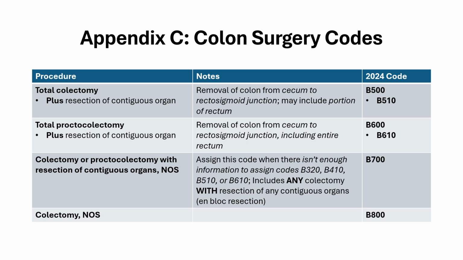If you have colectomy or proctocolectomy with a resection of contiguous organs, you assign this code when there isn't enough information to assign codes B320, B410, B510, or B610. This includes any colectomy with resection of contiguous organs. It's also known as an en-bloc resection, B700. And if all you know is a colon resection was performed, colectomy, NOS, use code B800.